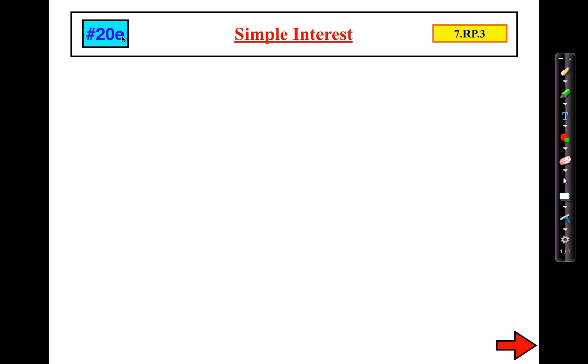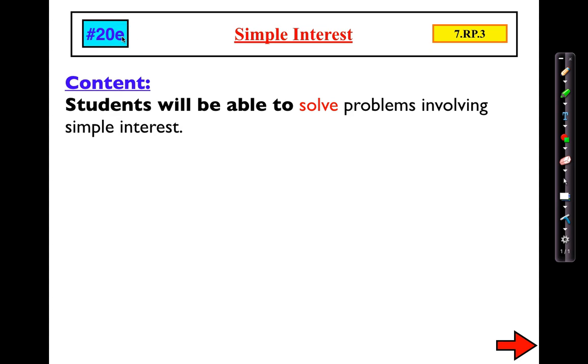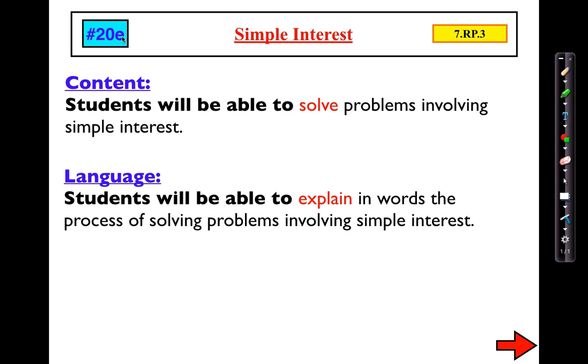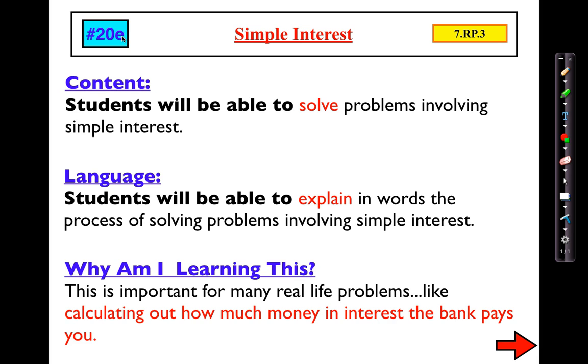Welcome back. Today we're going to be talking about simple interest. Our content objective is students will be able to solve problems involving simple interest. Language objective is students will be able to explain in words the process of solving problems involving simple interest. And why am I learning this? Well, it's important for many real-life problems like calculating how much money in interest the bank will pay you.